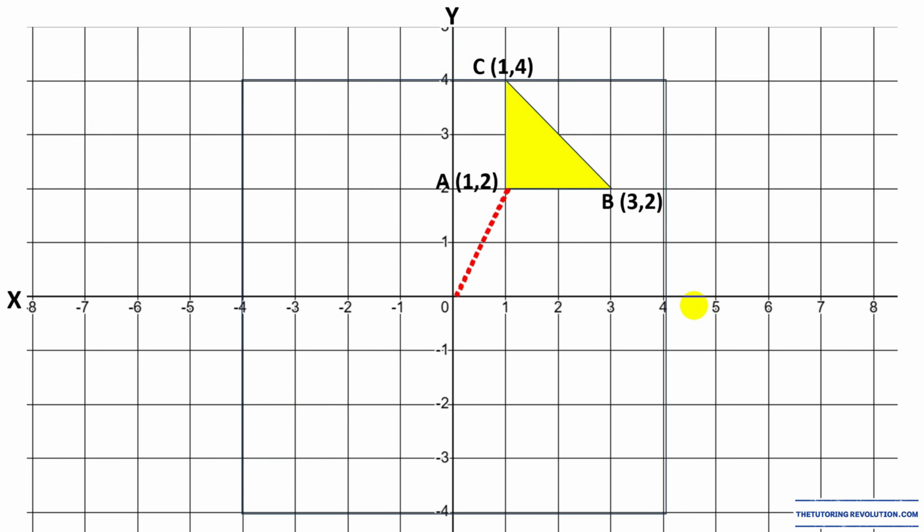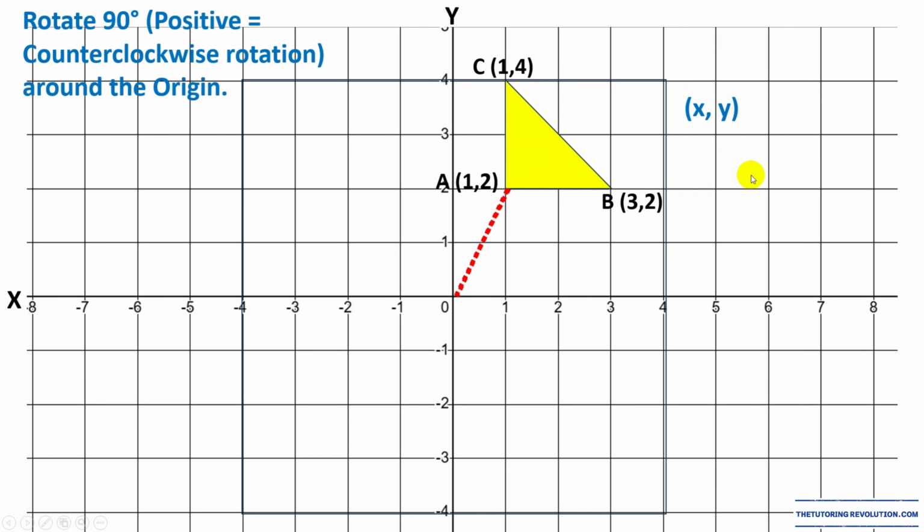Now, let's illustrate rotations with this triangle here. We have this triangle ABC. We label the vertices. The center of rotation would be the origin, the 0, 0 point. And we are drawing a segment between the center of rotation and coordinate A as a reference. So the coordinates for this triangle can be represented by x, y.